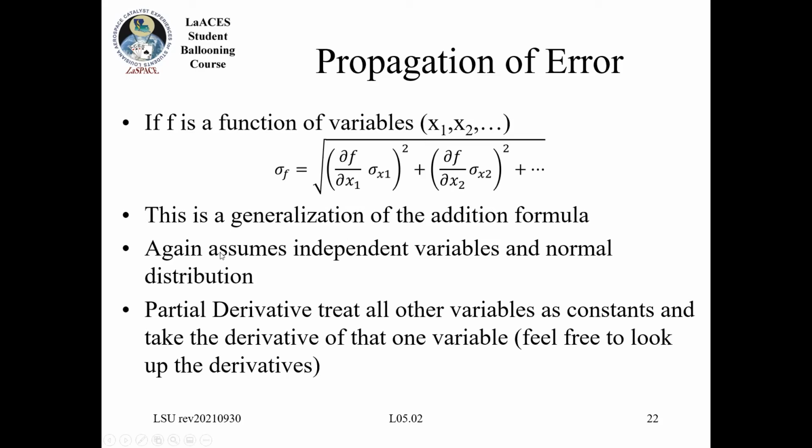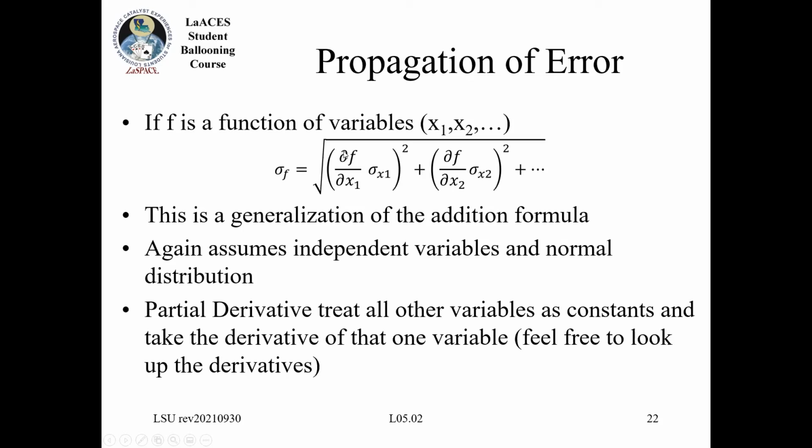So again, this has those same assumptions where each one of my variables is independent of each other, which will be the case a lot of times. And I'm again assuming they follow a normal distribution, right? Which is usually a good starting point. So unfortunately, this requires calculus.